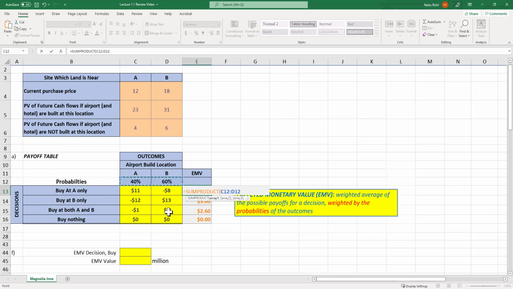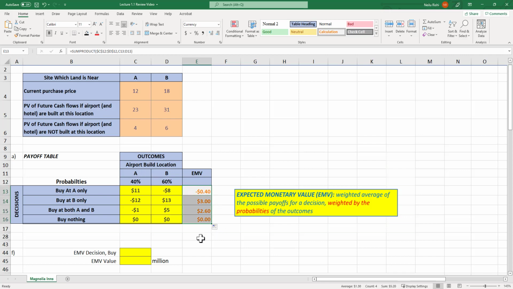So I'm going to go 40 and 60%. I'll apply my dollar signs there, comma, the values for the payoffs for buying at A. And now I can drag this down and I get the exact same values. So there are my EMVs.